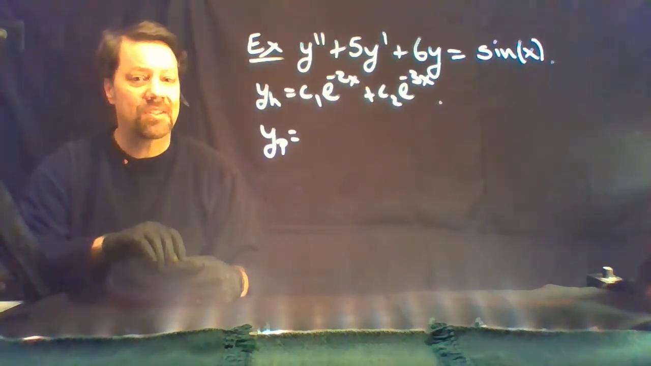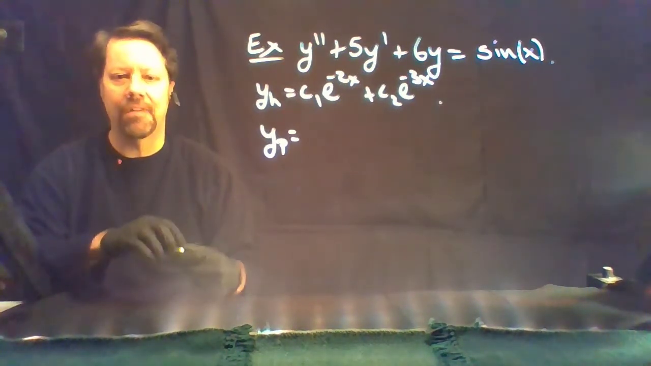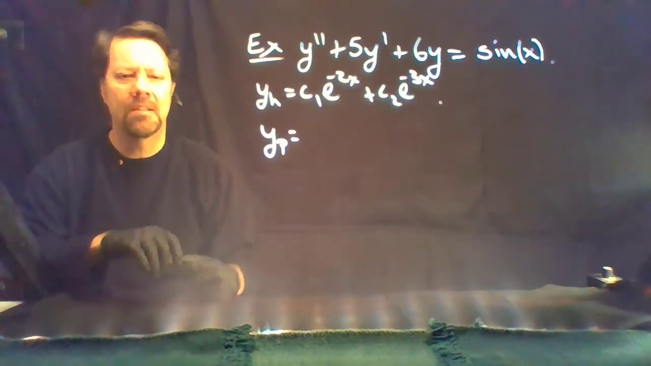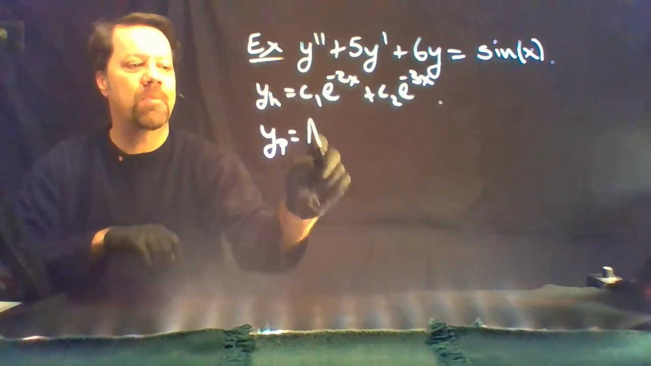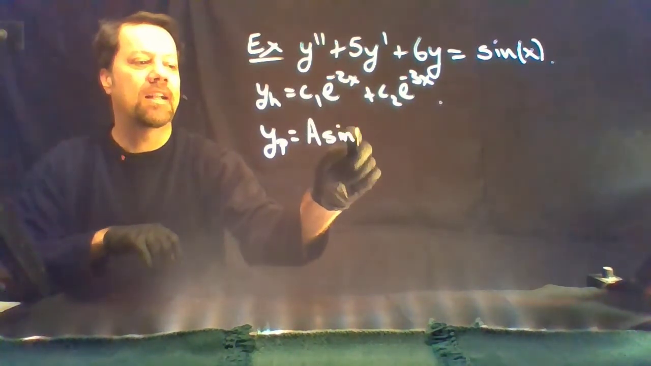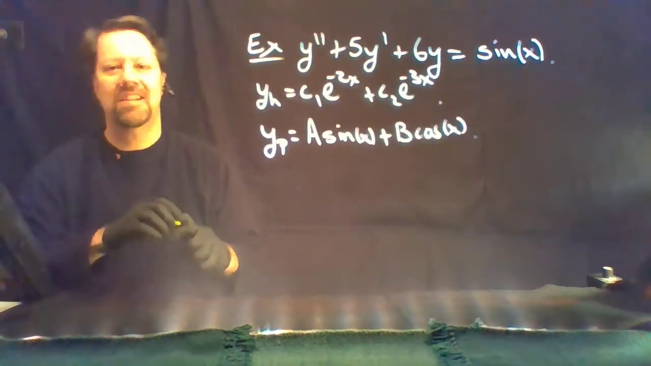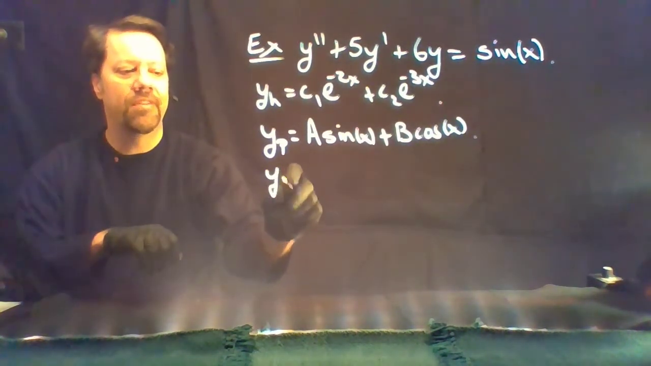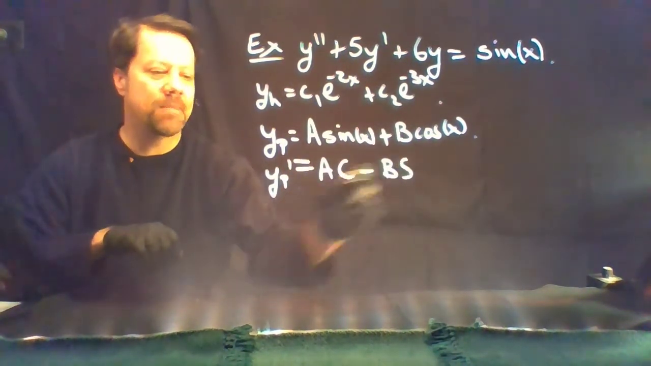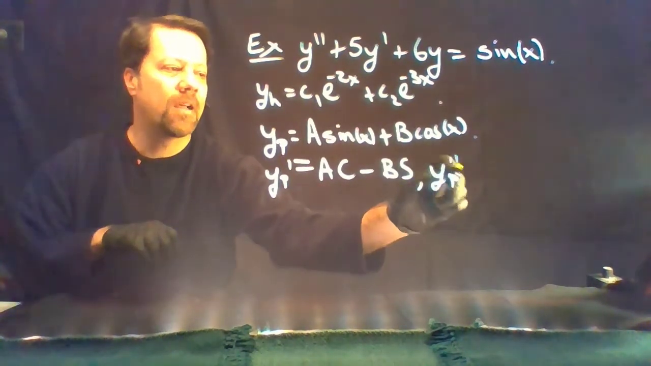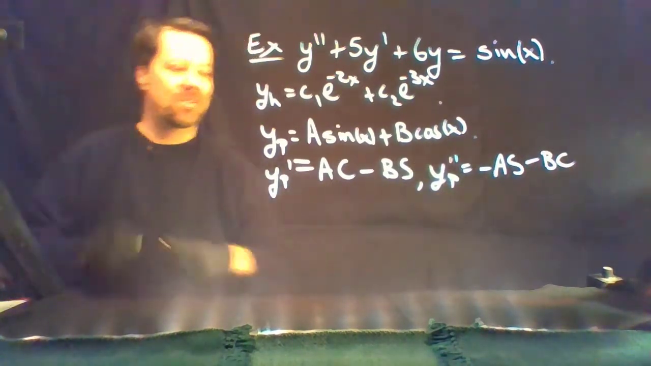To make a better guess, we reflect on the problem with the previous guess. In the previous guess, we had sine involved, and we ended up with a cosine. Maybe we need both sine and cosine in our guess. And so that's the assumption we make: a sine of x plus b cosine of x. We'll calculate the derivatives. yp prime is a cosine minus b sine, and yp double prime is minus a sine minus b cosine.